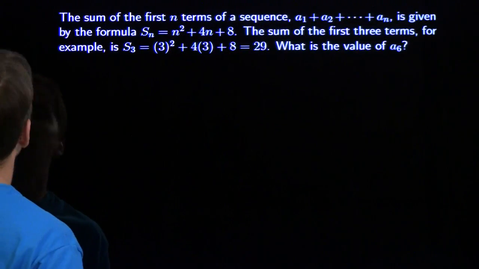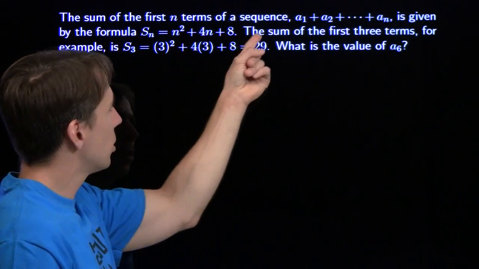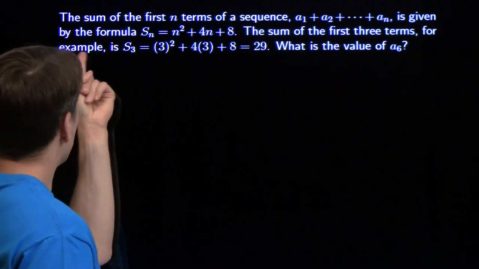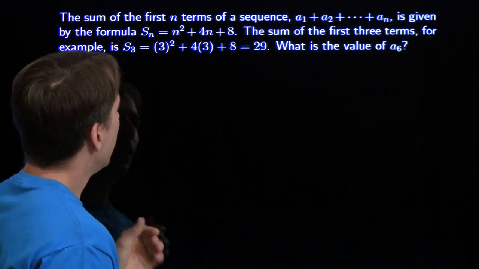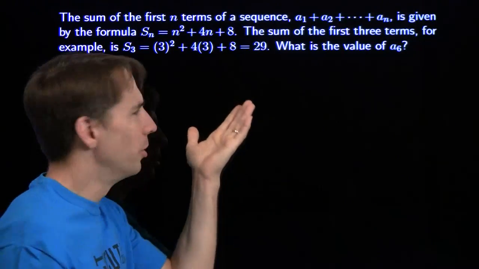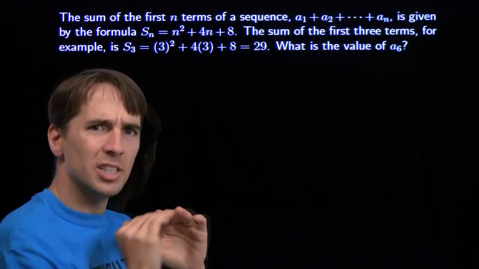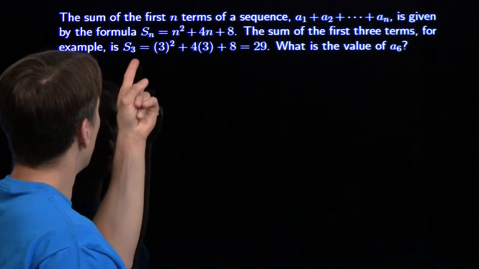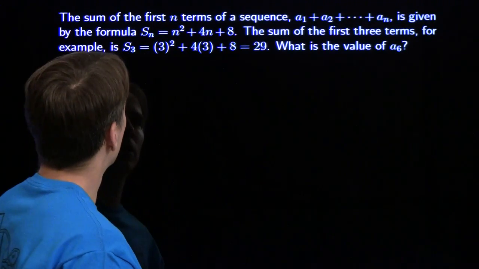Let's try another one. We've got the sum of the first n terms of a sequence is given by the formula. They gave us the formula this time. That's awfully nice of them. And then they give us an example here, but make sure we know what we're doing. What we're looking for here is A6, the sixth term in the sequence. All we're given is the formula for the sum of the sequence.